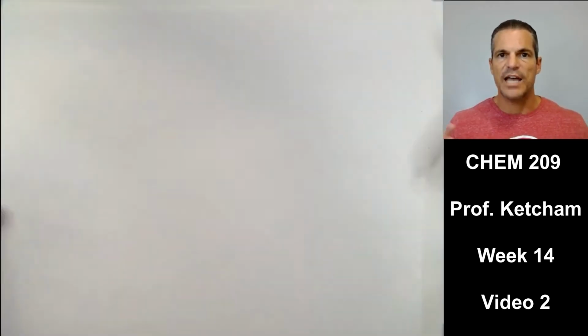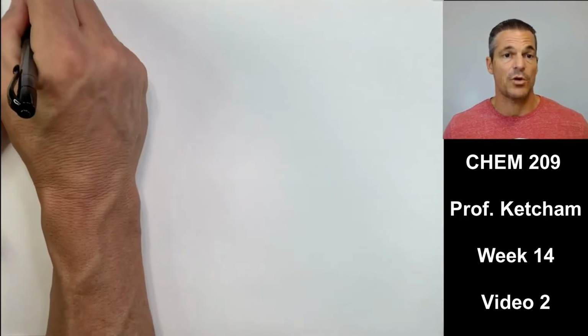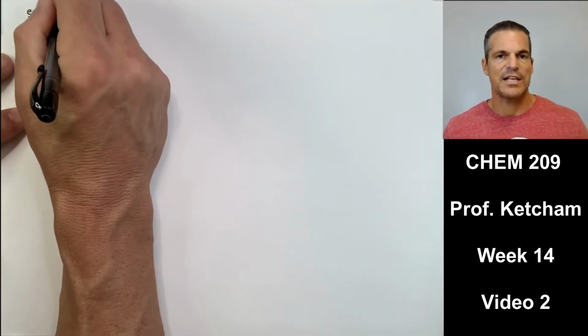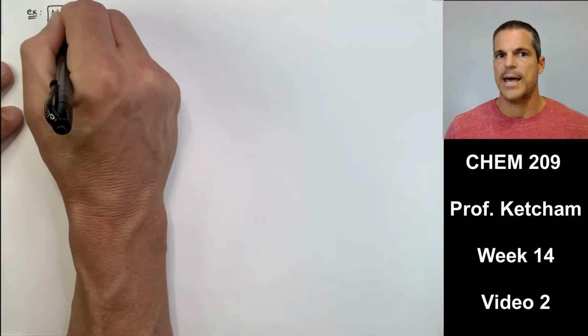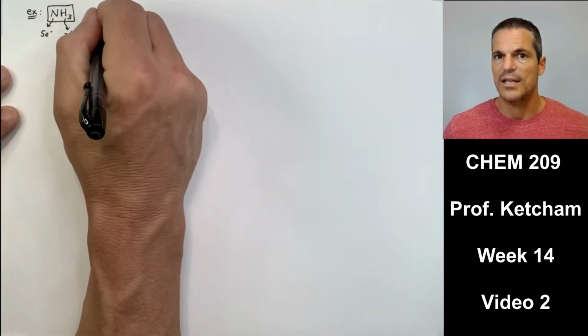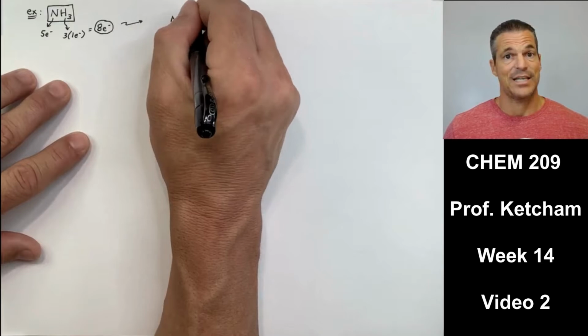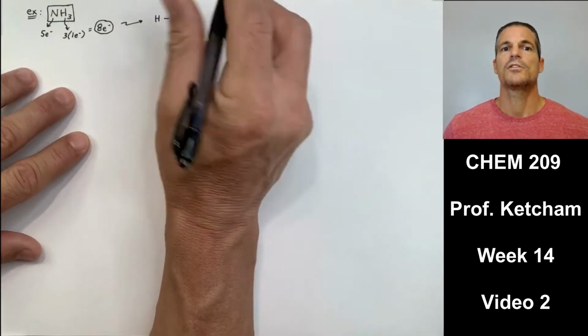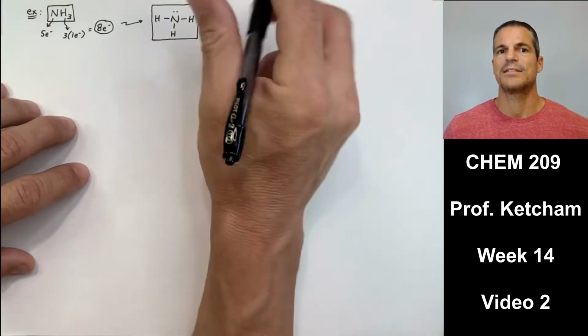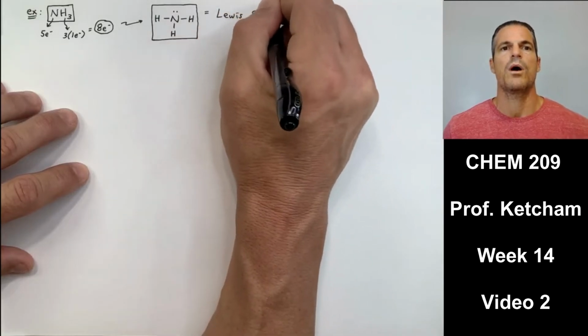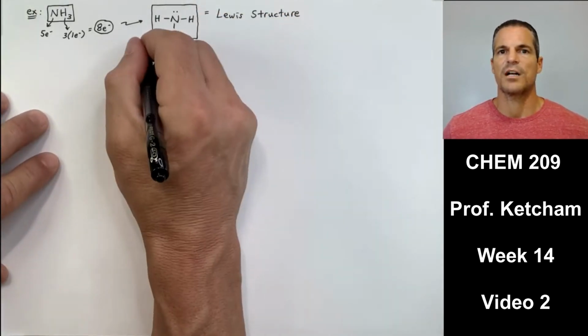You do that every time with 4 attachments, and the attachments don't even have to be atoms. For CH4, all 4 attachments were atoms. For NH3, it's going to look almost identical to CH4, but it's not going to seem like it's identical. So the Lewis structure is that first box there. We learned how to do this in video number 1. That's my Lewis structure. I just stuck them wherever I wanted.